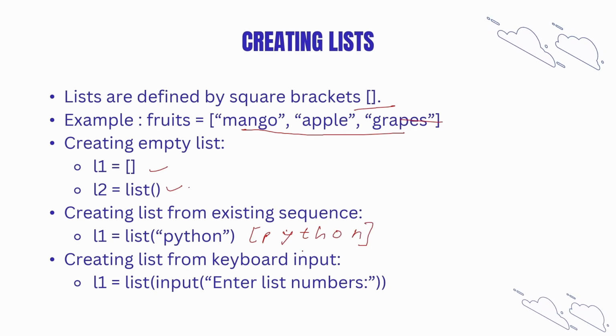Next, creating a list from keyboard input. We can also ask the user to input values from the keyboard in order to create that list. For example, we want to enter 3 numbers. Let's say the user enters 10, 20, 30. So it will create a list like this.